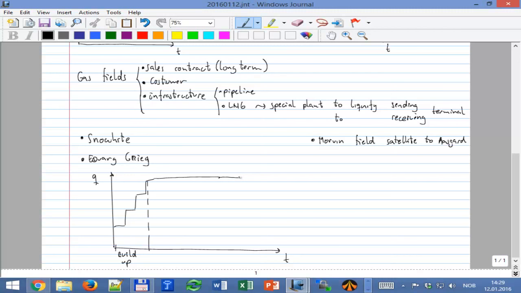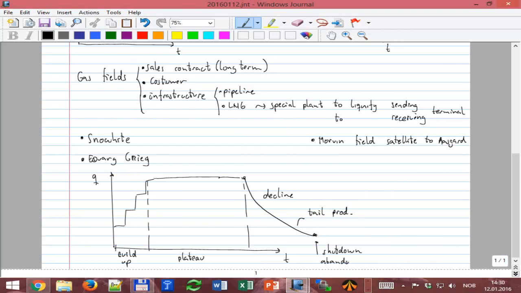Then you have the plateau period, if there is any plateau. If not, you will just have the decline directly from there. If you have the plateau period, then later you have the decline. And at the end we have what is called the tail production. At this point is where we decide to do the shutdown of the field and the abandonment. And of course, remember that if we don't have a plateau, these two parts meet, and you have a build-up and then a decline.